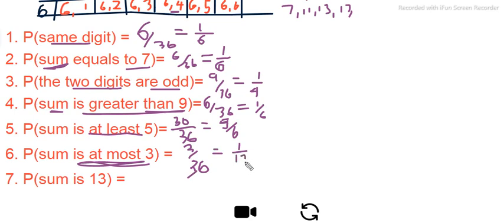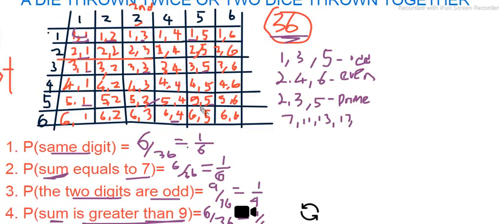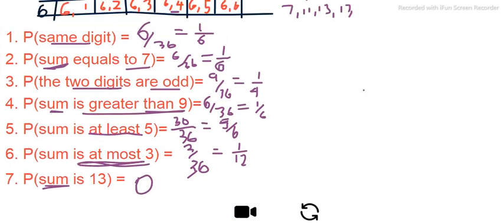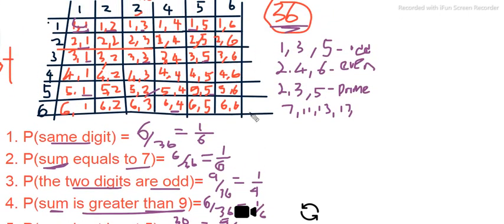Do you understand that? So the next one is those ones that the sum will give us 13. Those ones that will add up to 13. If you look at the table, you will see that there is none of them that when you add them together, you are going to have 13. So the probability for that one will be 0, since there is none of the events in the table that will add up to 13.